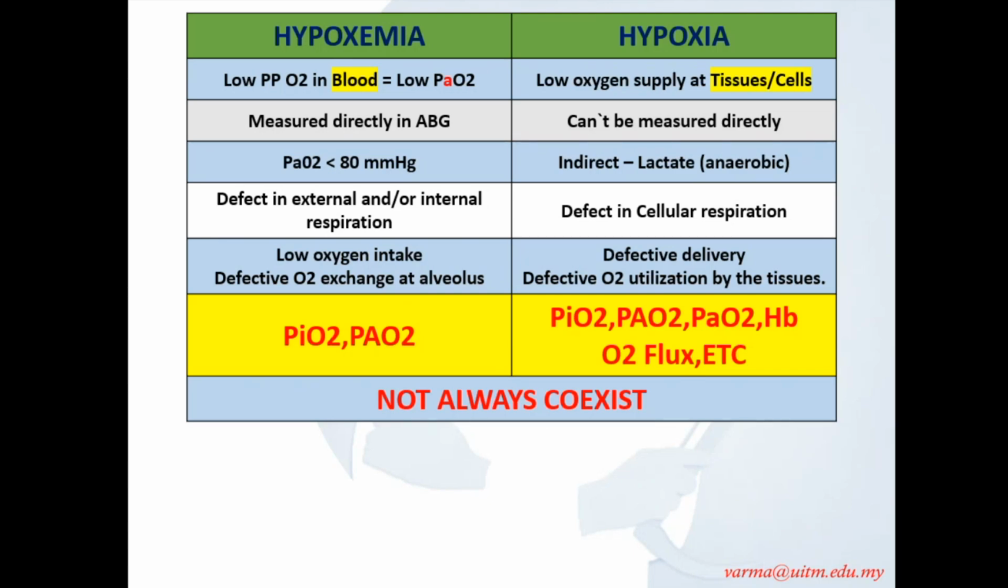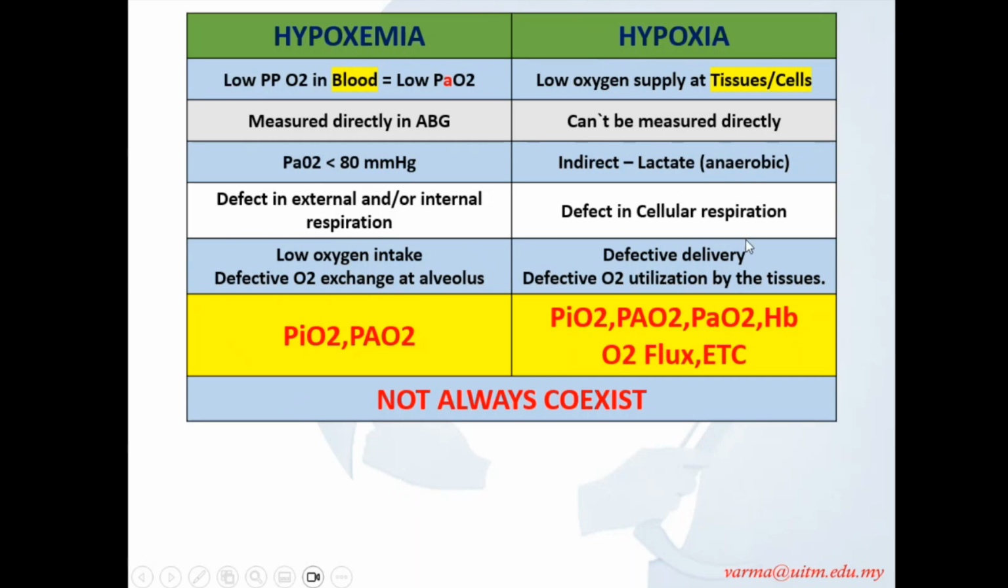Okay, so hypoxemia is a defect in external or internal respiration. We talked about what is external and internal. This is all the way from oxygen inhalation. You inhale the air, it goes through the airway and reaches your alveoli. There's a gas exchange at the alveoli, which goes through the alveolar capillary membrane to your capillaries. Hypoxemia is the defect from the atmosphere all the way until the blood reaches the alveoli and gets transferred into the pulmonary capillaries.